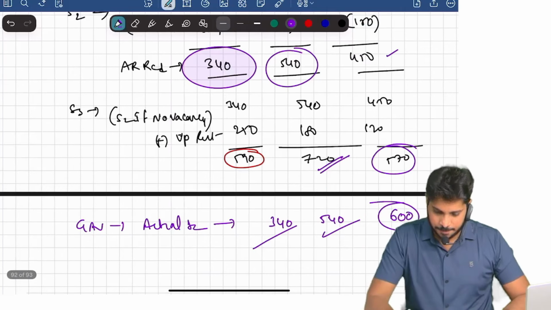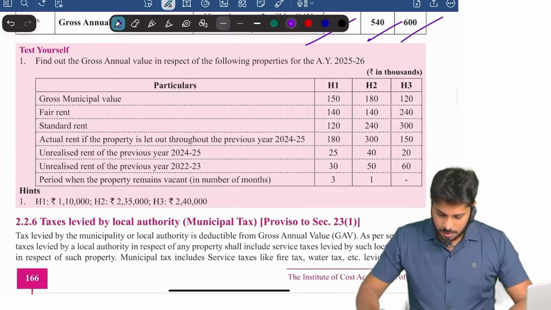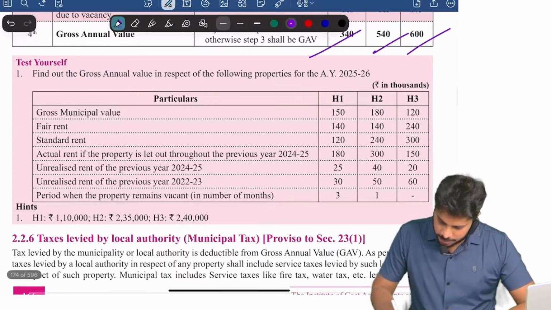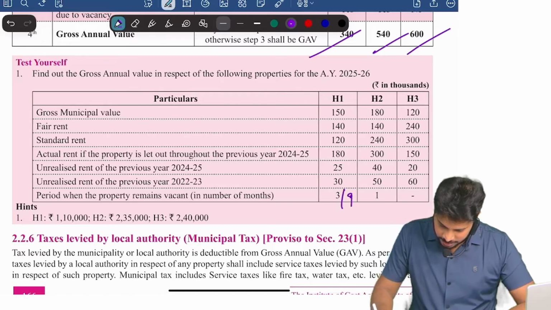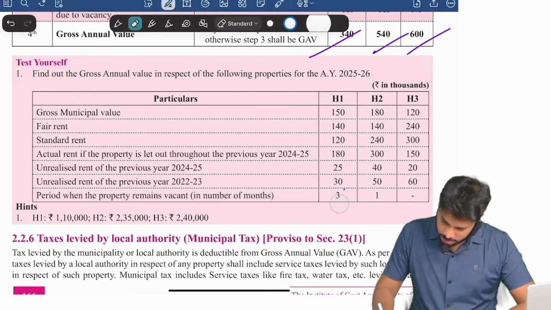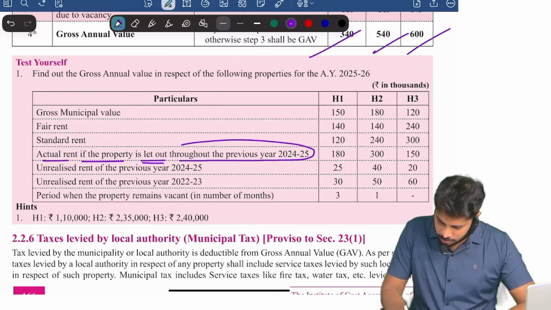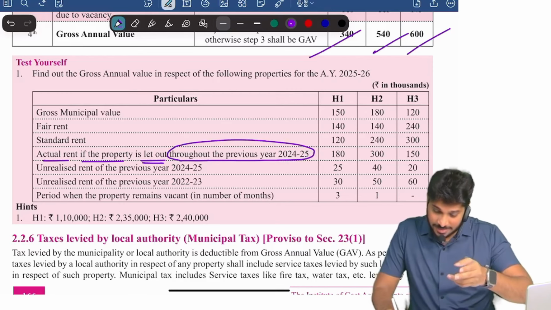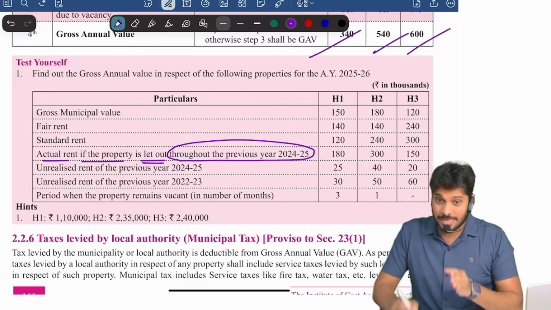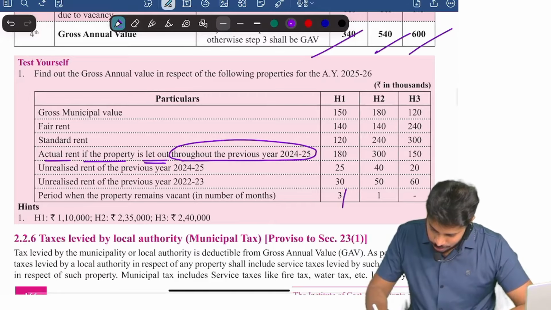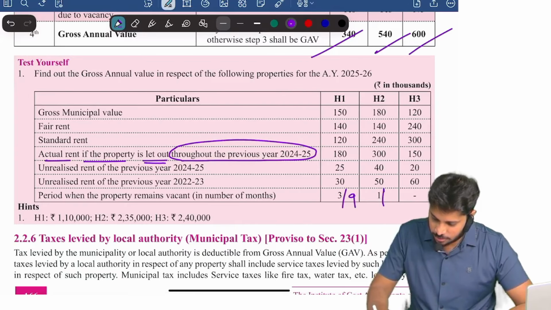Okay, next. Now test your knowledge, test yourself. Okay, fine, no problem. Okay, shall we? Period for which it was vacant, which means 9 months occupied, correct? Here, actual rent. If the property is let out throughout the previous year, they gave actual rent, which means actual rent received we need to find out. Are you clear? So this is let out for 9 months, this is let out for 11 months, this is let out for 12 months, correct?